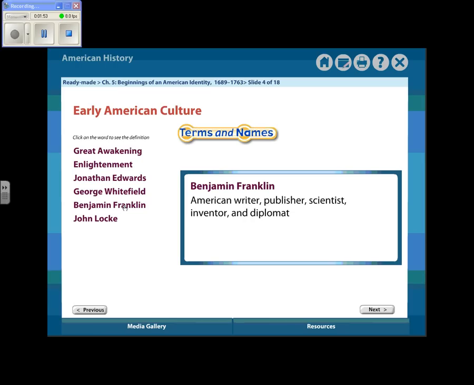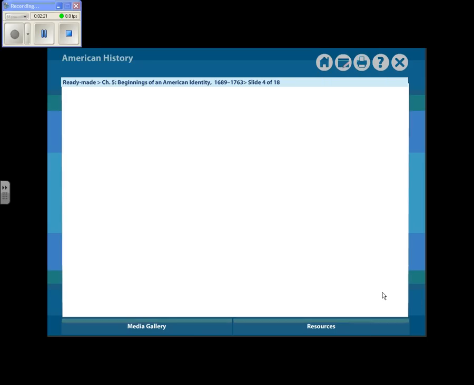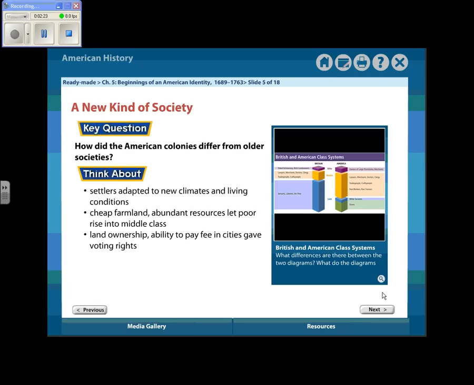Benjamin Franklin, American writer, publisher, scientist, inventor, and diplomat. He was also an Enlightenment thinker. John Locke, English philosopher who argued that people have natural rights. Those natural rights are life, liberty, and property. These are the same ideas that you're going to find in the Declaration of Independence. And Thomas Jefferson, when writing the Declaration, did use John Locke's ideas. John Locke was an Enlightenment thinker.